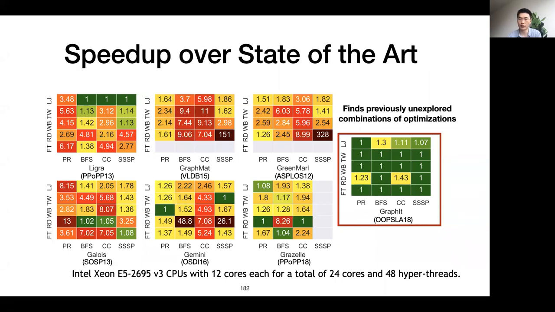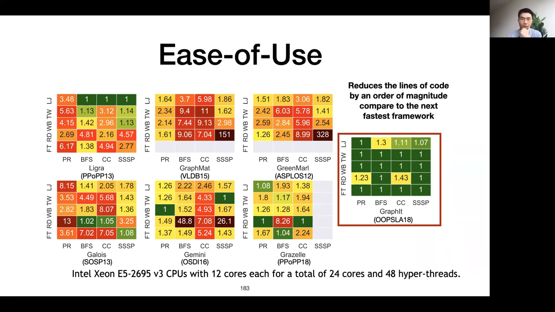So we were able to even get up to 4.8 times speedup over state-of-the-art by just finding previously unexplored combinations of optimization strategies. At the same time, we were able to reduce the lines of code by an order of magnitude compared to the next fastest framework.